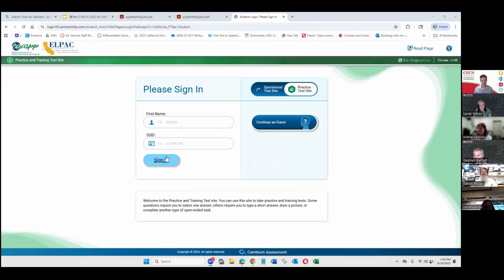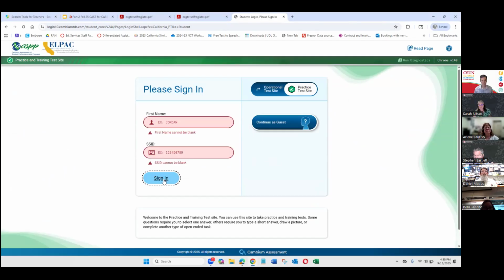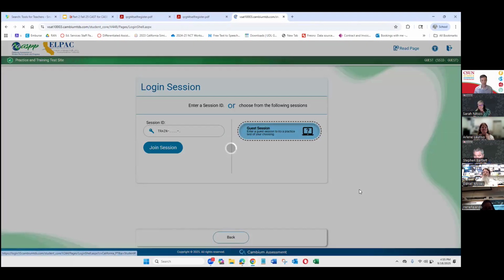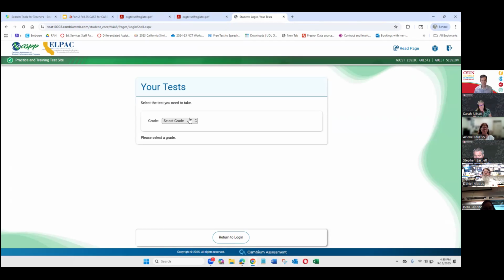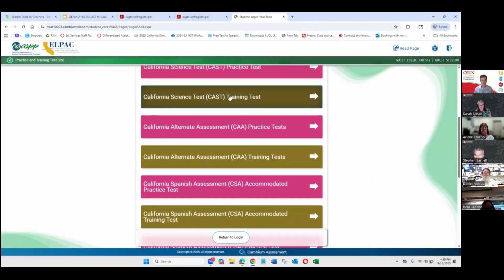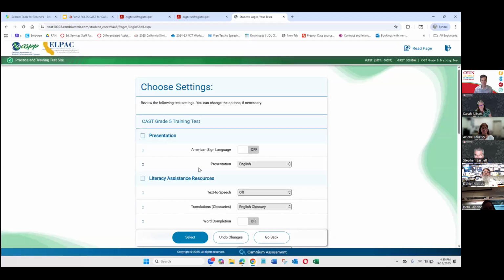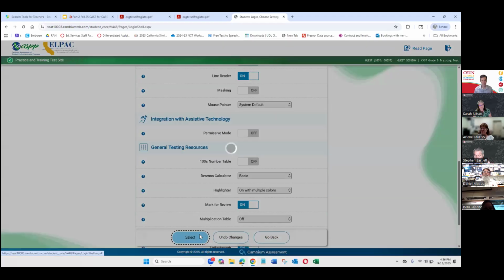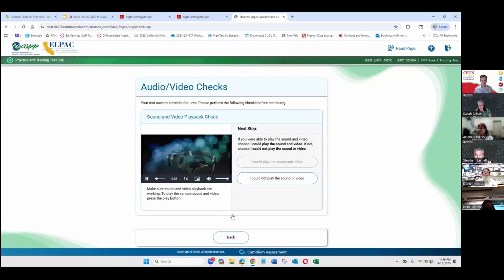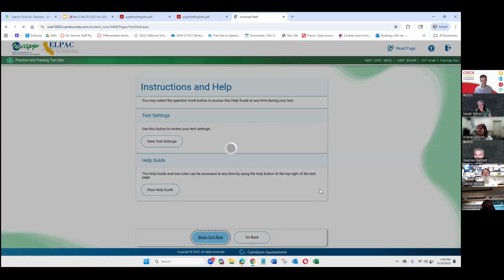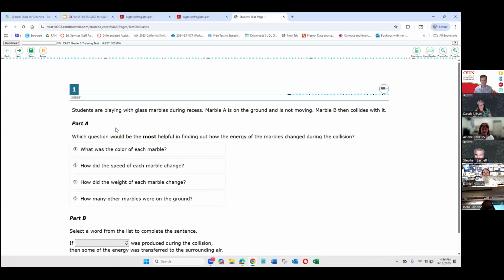This is the easiest way: the practice and training test doesn't require any login, and you can see what it looks like as a student. You're going to have to choose a grade level that tests, but here's a practice test, and you can use this with parents. You can use it for anything you want. It takes a few steps to get into the test, but this is the open one.